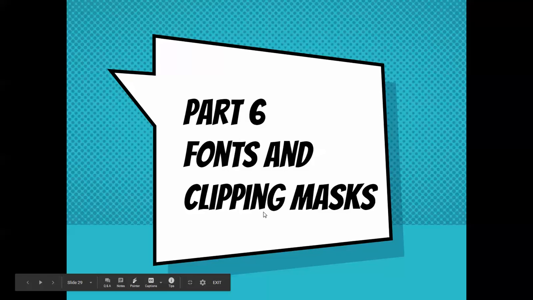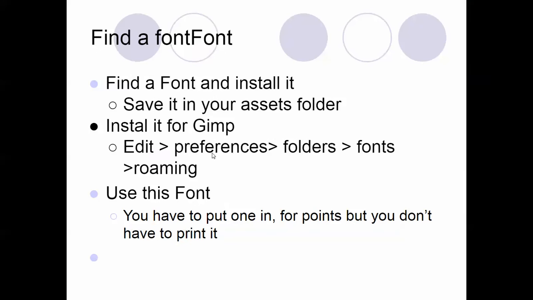Hey guys, we're going to continue on with part 6. So this is part 6B, fonts and clipping masks. Alright, so here's what we did so far. We found a font and we installed it. We saved a font in the assets folder so that you could use it later. Then we also installed it for GIMP, so we put it in the roaming folder.